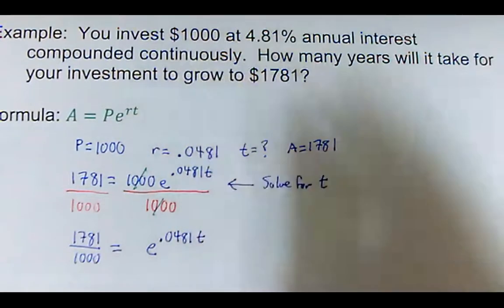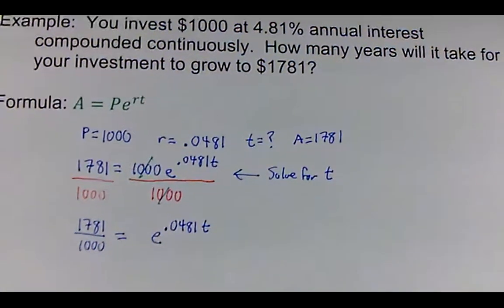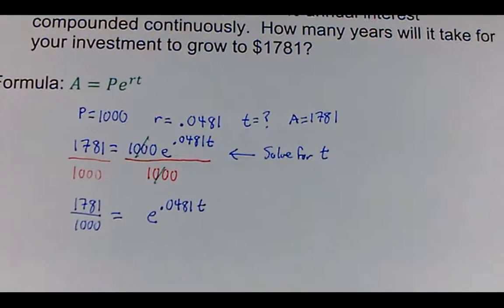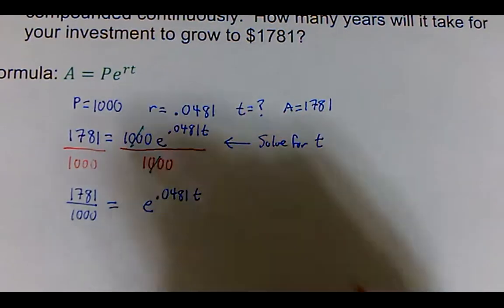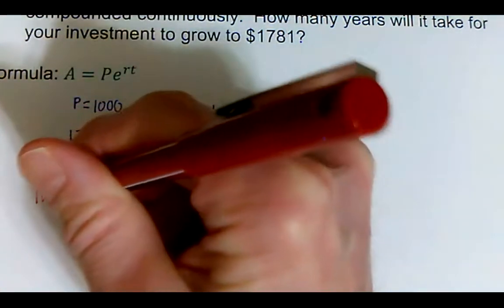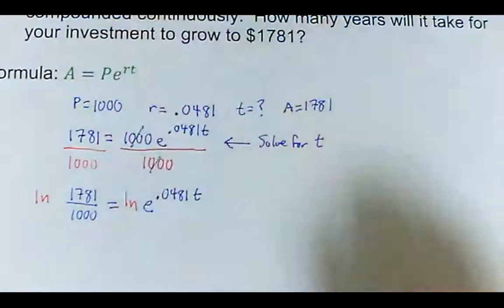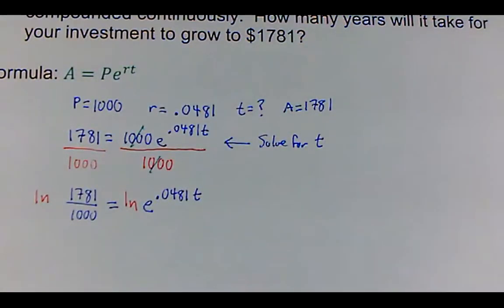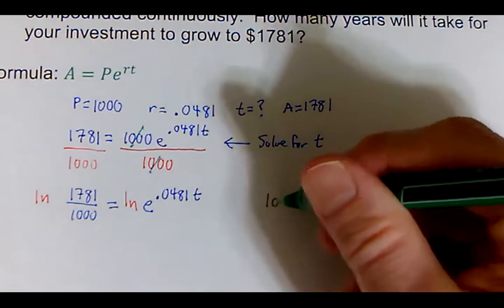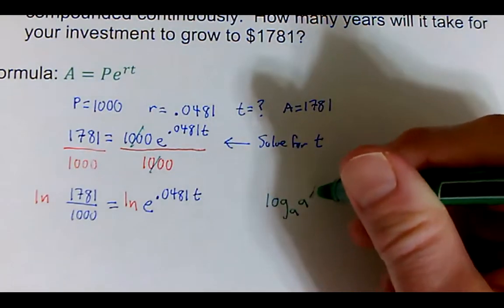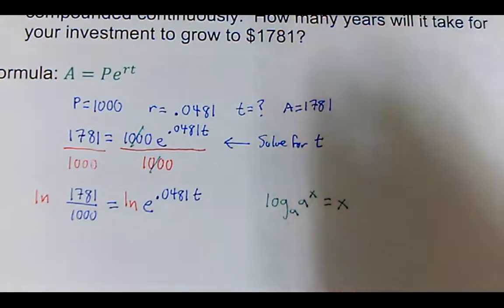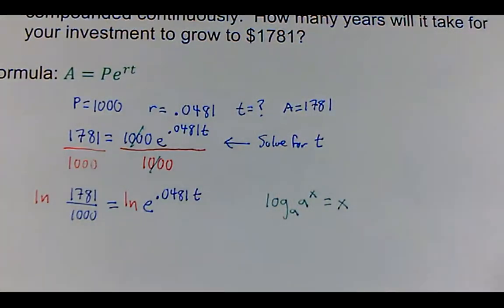And like we've seen before, if your task is to liberate a variable out of the exponent, the best way to do that is to take a logarithm of both sides. Since my base is e this time, a natural logarithm makes sense. And then using that inverse relationship we've seen before, that if you have the logarithm base a of a raised to some power, you just get the power, again, because those are inverse functions.